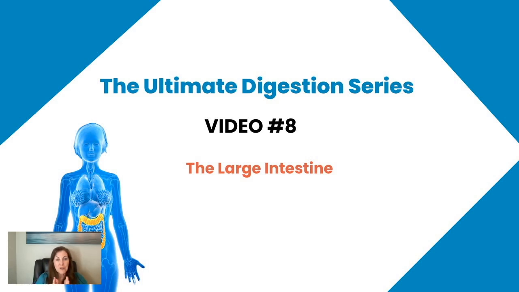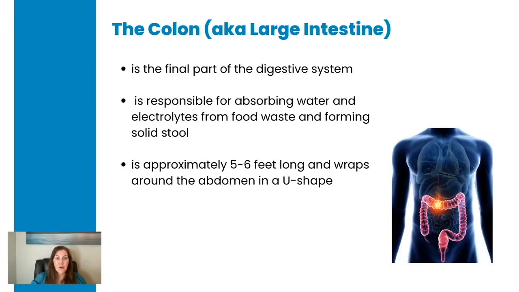We are talking about the large intestine today, also known as the colon. This is the final part of the digestive system. It's responsible for absorbing water and electrolytes and also forming stool from waste. It is approximately 5 to 6 feet long and it wraps around the abdomen in an upside down U shape.